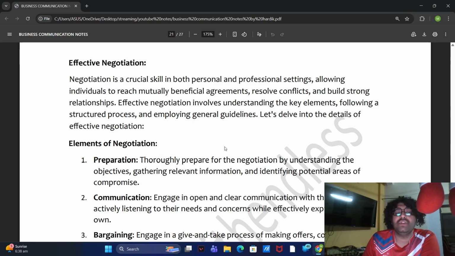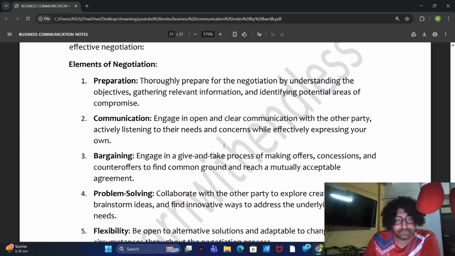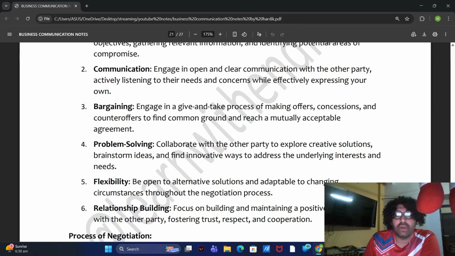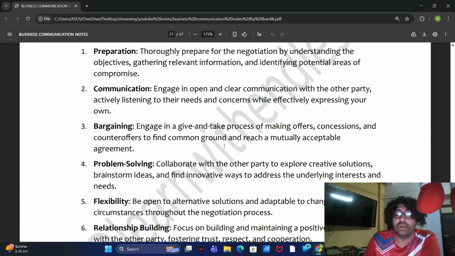Effective negotiation involves understanding the key elements, following a structured process, and employing key guidelines. Let's delve into the details of effective negotiation. Elements of negotiation: preparation, communication, bargaining, problem solving, flexibility, relationship building. Let's go through them one by one in detail.